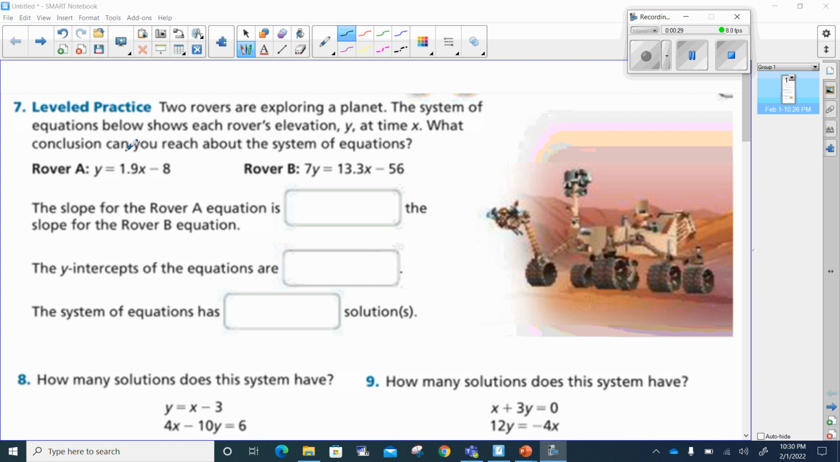Here we see y equals 1.9x minus 8. Y already has a 1 in front of it, so we're good with that one. But this equation doesn't have a 1y, it has 7y. So we're going to have to take it and do a little changing here. We got 7y that equals, according to this, 13.3 minus 56.